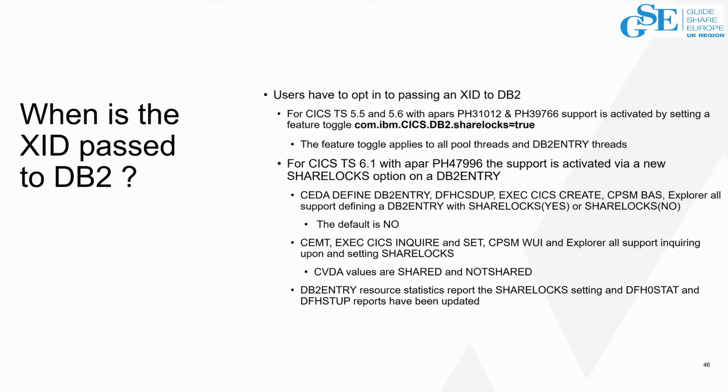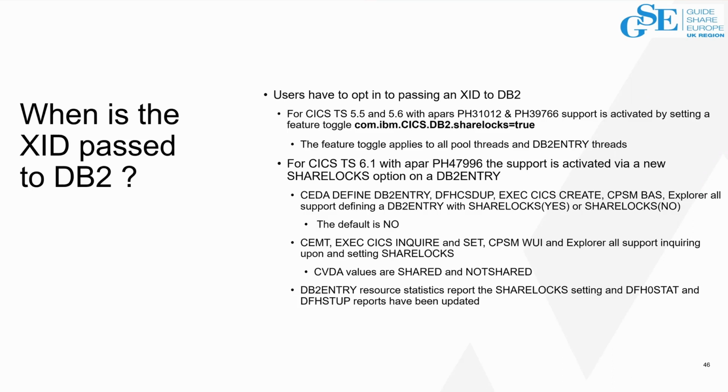Now, how do you turn this on? Well, we had some customers who required this capability out in the field, and so we've enabled it for 5.5 and 5.6 via a feature toggle called com.ibm.cics.db2.sharelocks. If you set that feature toggle to true, it will turn on this capability, and we will pass XIDs to DB2. So for those releases, the feature toggle is, if you like, a bit like a SIP parameter. It's all or nothing. It turns it on for all threads. It's take it or leave it.